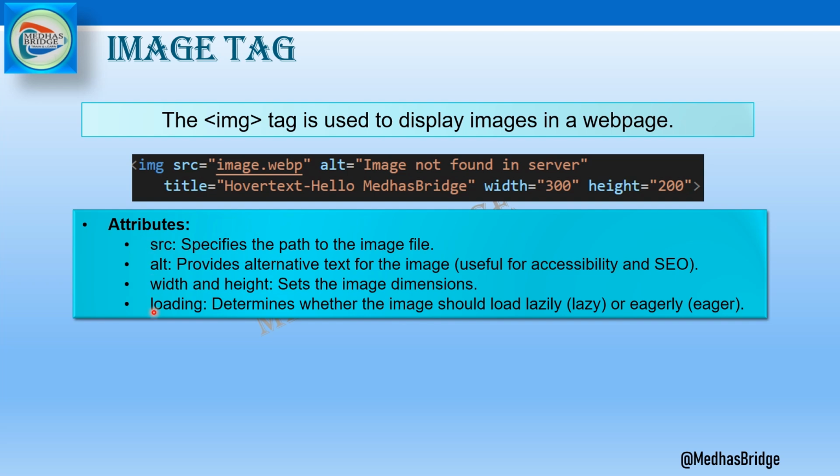Here are the typical attributes. src specifies the path of the image file. alt specifies the alternative text to display. Width and height set the image dimensions on the web page. Loading determines whether the image should be loaded lazily or eagerly.